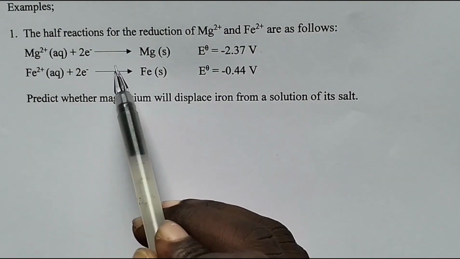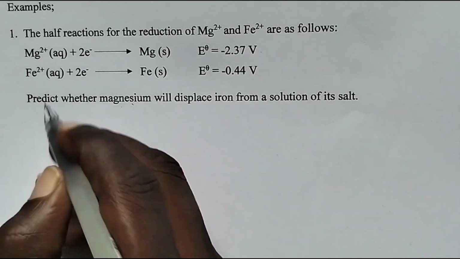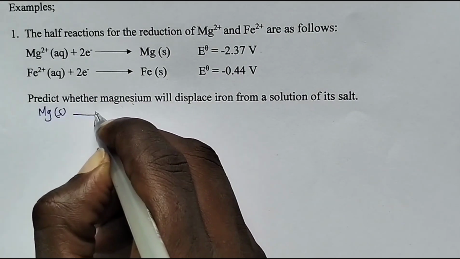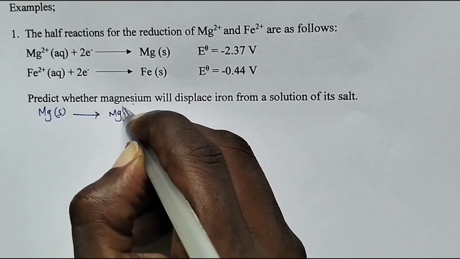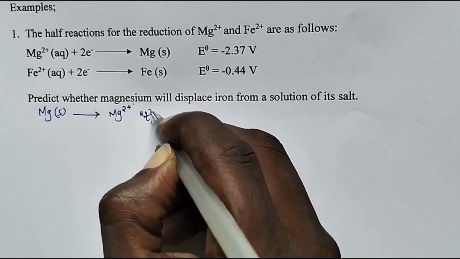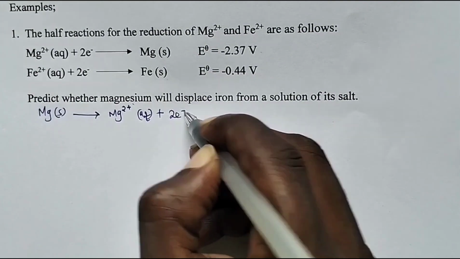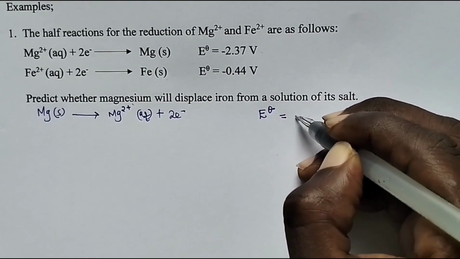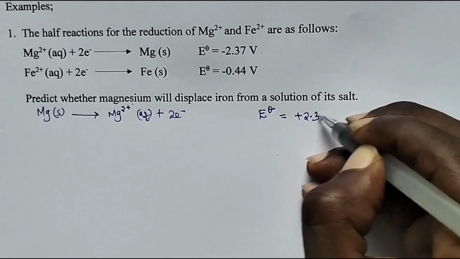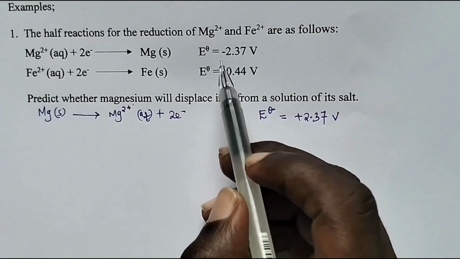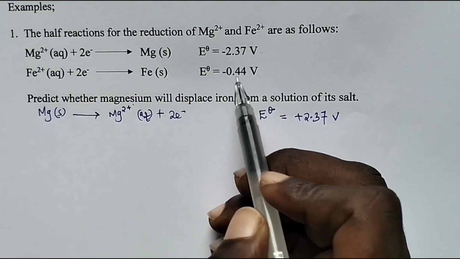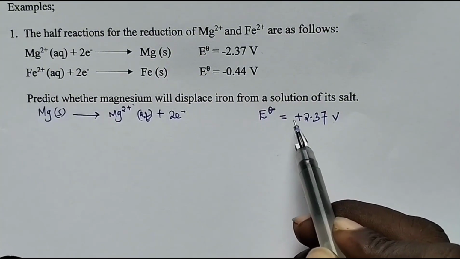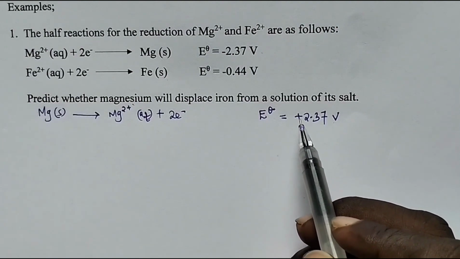So we can reverse this equation, and we are going to have magnesium solid, arrow, then magnesium ion aqueous plus 2 electrons. Then we can write the electrode potential value for that half cell. It is positive 2.37 volts. Initially it was negative 2.37. We have now reversed the equation, so we are supposed to reverse also the electrode potential value.